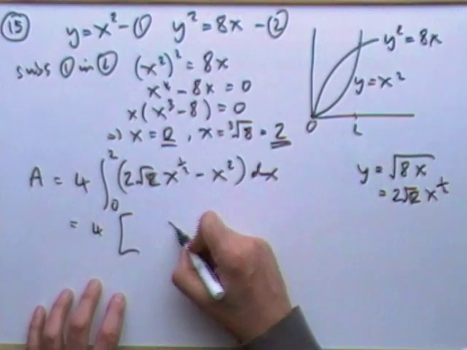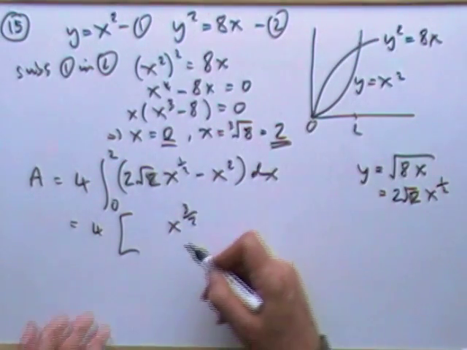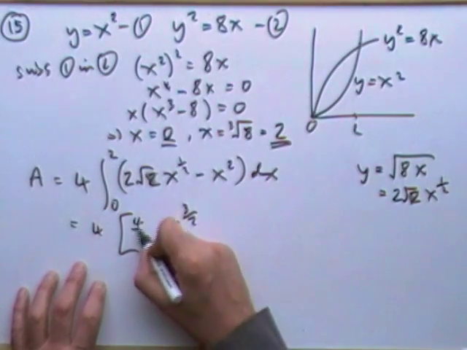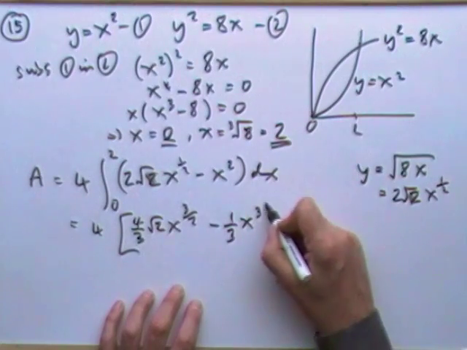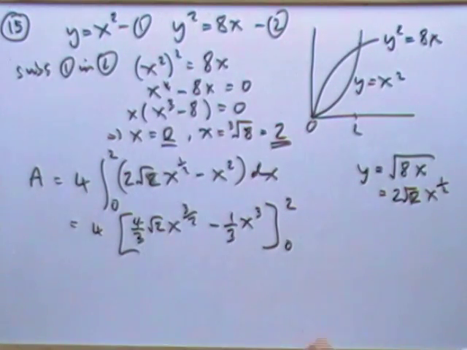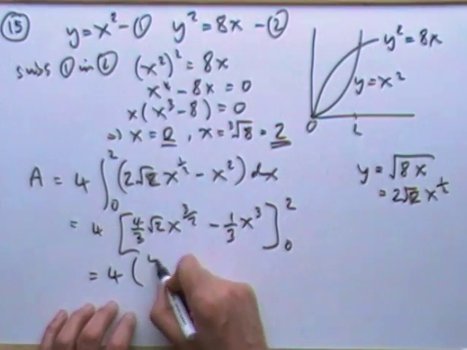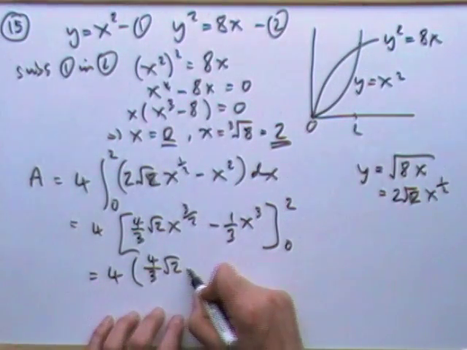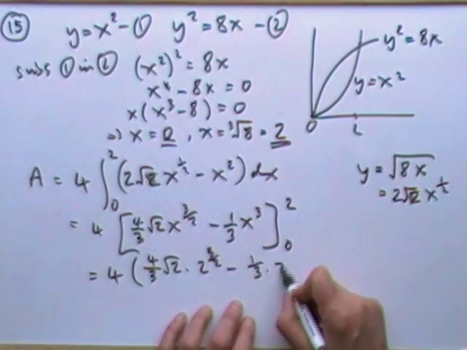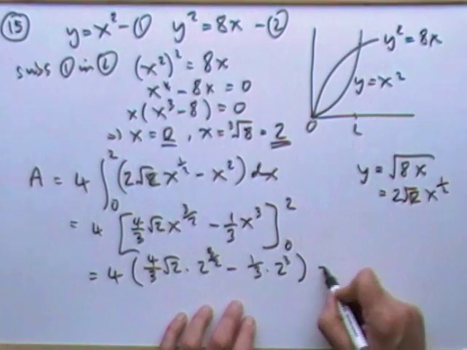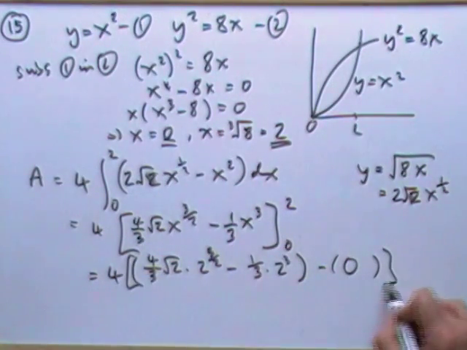4 times, so it'll be x up to 3 upon 2, and then divide by 3 upon 2, which is the same as times 2 upon 3, that's 4/3 root 2 x to the 3 upon 2, minus x cubed divided by 3. Work it out at 0, easy, they'll disappear. Work it out at 2. So that's 4 upon 3 root 2 times 2 to the power 3 upon 2 minus 1/3 of 2 to the power 3. I'll just put minus 0 for that part there. Of course that's 4 times the whole lot, including that 0.